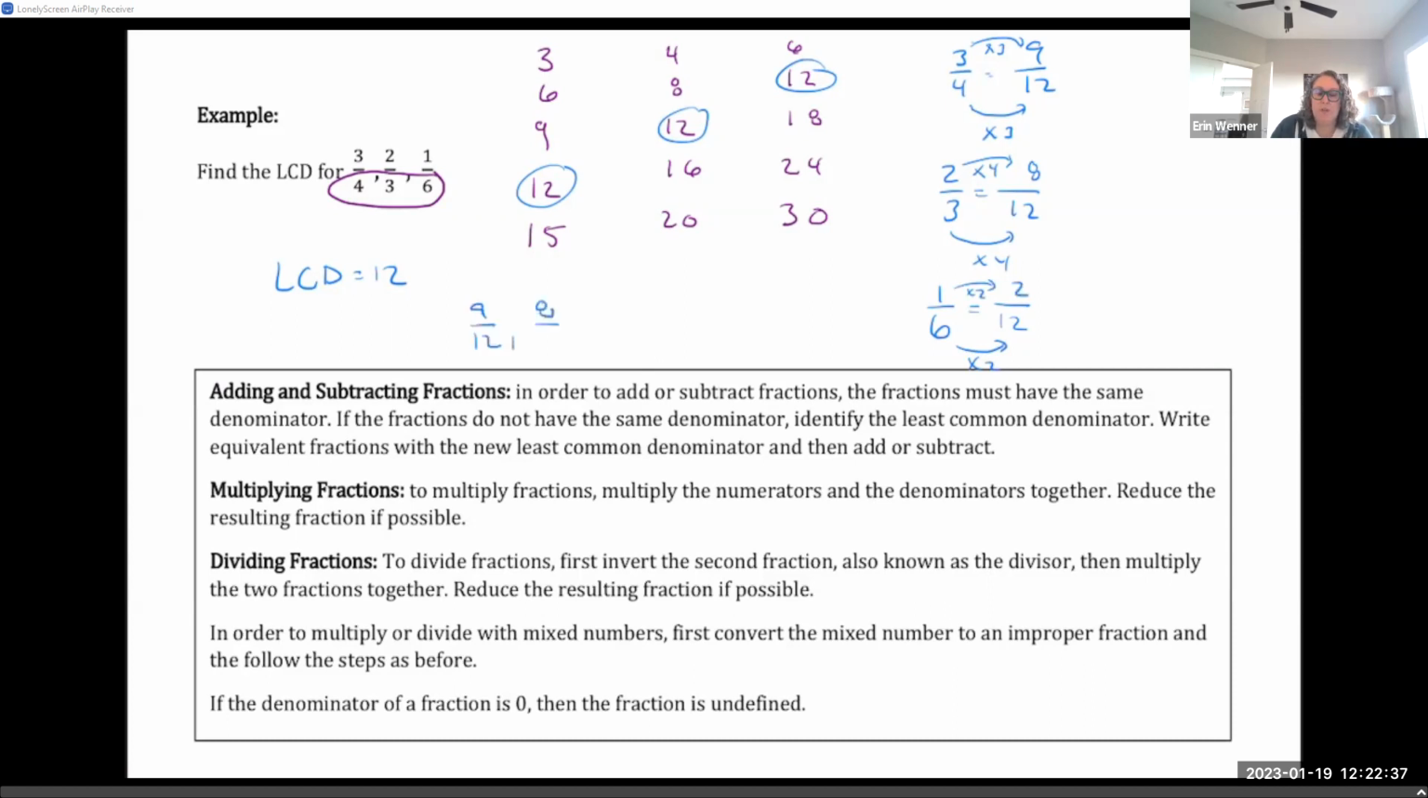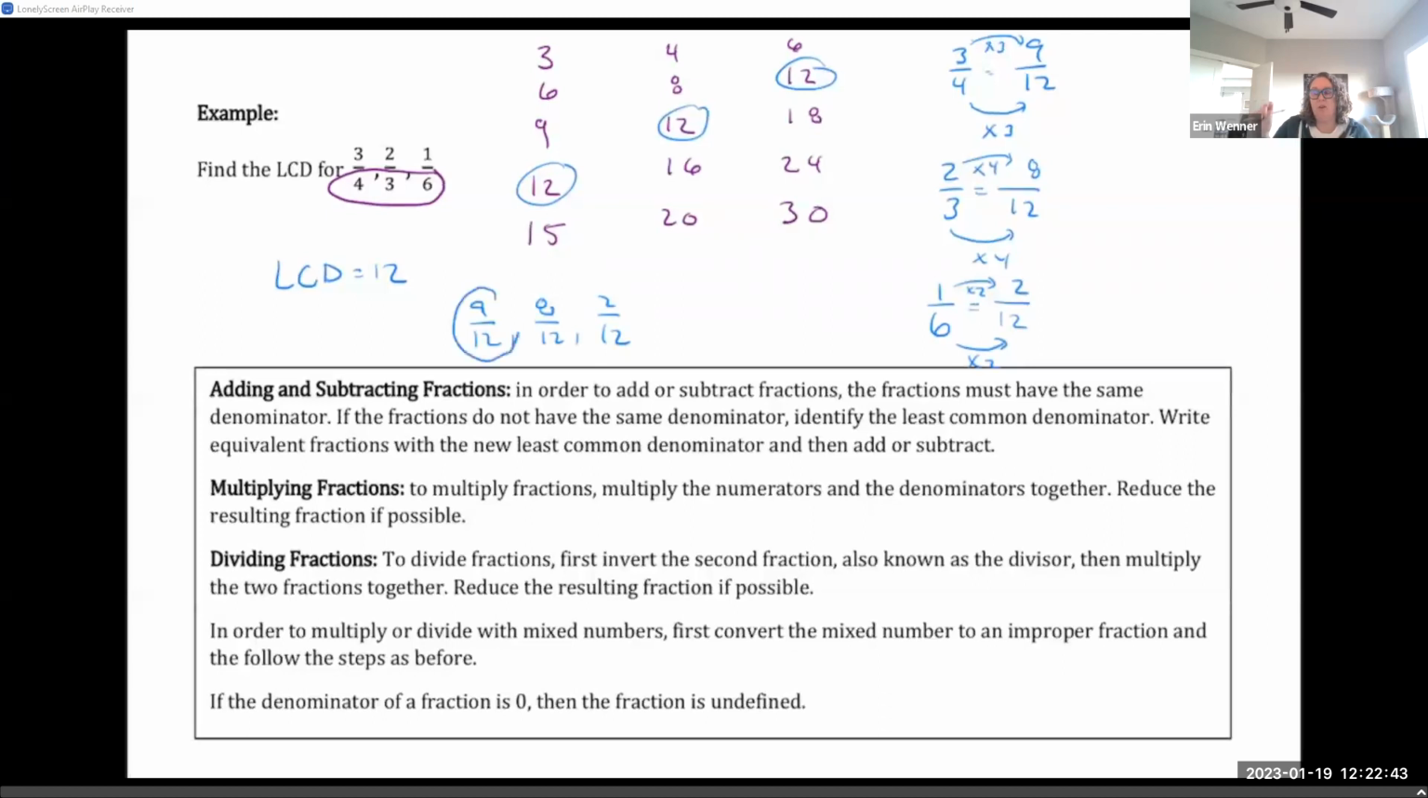If we were asking which fraction was the largest, we'd be able to identify that 9/12 is the largest because again, our denominators are all the same now. We can look at the numerator. Because 9/12 is the largest, that tells us also that 3/4 is the largest of those three fractions. So that's what they meant on the previous page about how you would compare the fractions to each other.